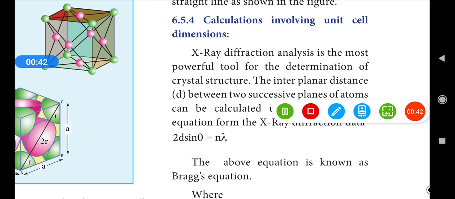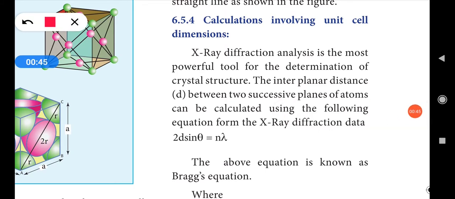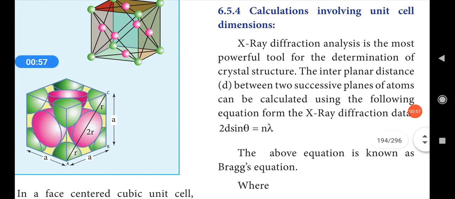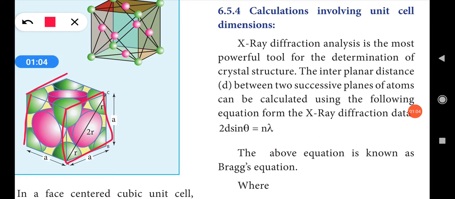The interplanar distance d between two successive planes. So this is one plane, and the plane next to it is another plane. So this is one plane, the plane adjacent to it is another plane. The distance between these two, this distance.